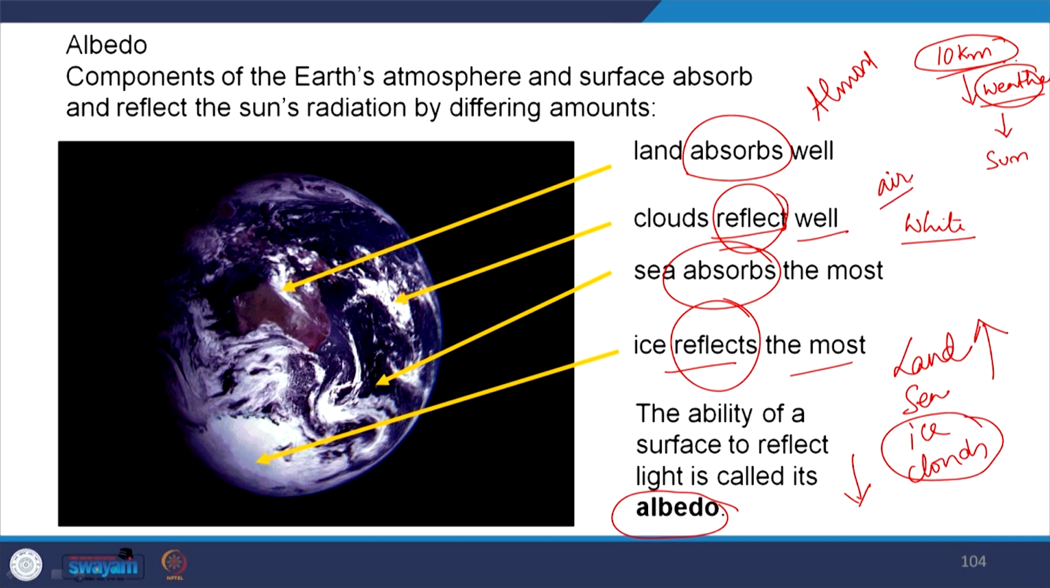It does not do anything, as in the column of atmosphere is transparent to visible and infrared radiation, we know that very well. So, all the visible radiation and all the infrared radiation travels right through the atmosphere and it reaches the surface. Once it reaches the surface, these 4 things will come into the picture and will decide how much radiation is to be taken by the earth and how much radiation is to be given away into space. Okay. So, here, we can simply say that the ability of a surface to reflect light is called albedo, and albedo is very high for cloud and it is very high for ice, and the albedo is very low for land and sea.